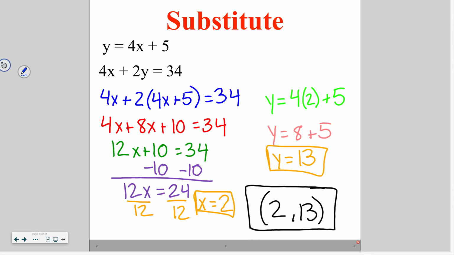So we started by plugging in that expression for y, distributing, then simplifying down to one variable, solving to get our first x answer. Then we took that and we plugged it back into the equation, giving us this green expression over here, and a final answer of y is equal to 13, giving us the final solution of 2, 13. If you have questions about plugging in the formulas, please let me know when you get to class.